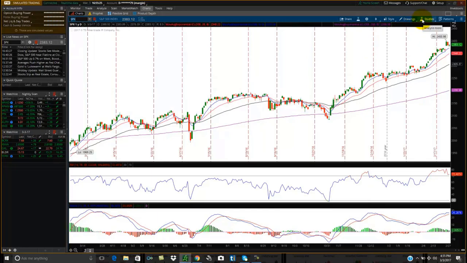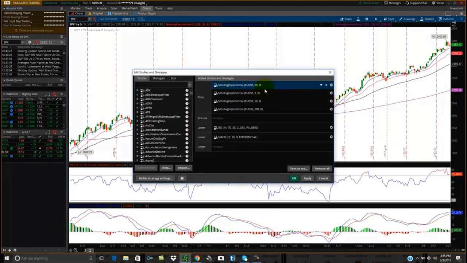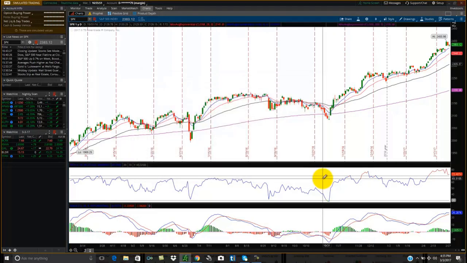If you want to see how I have them set up here, go to filter studies and edit studies, and you'll see here, these are my exponential moving averages. And if you want to know how I set this up in Thinkorswim, which is the platform I use, just watch our Thinkorswim playlist on YouTube. You'll see a whole bunch of tutorial videos on how I set this up. So you'll see this chart here has the 9, 20, 50, and 200 EMAs, RSI, and MACD.